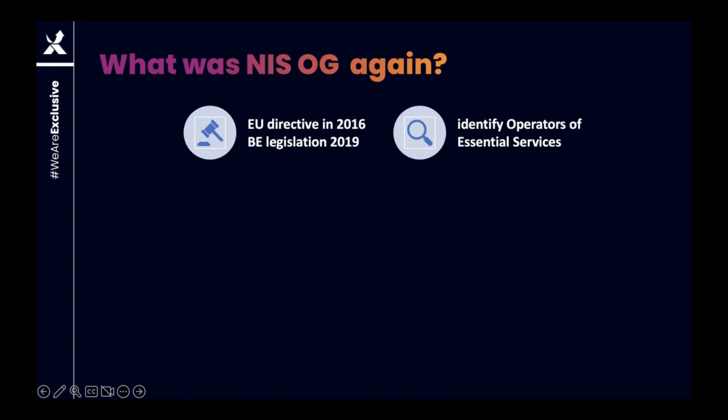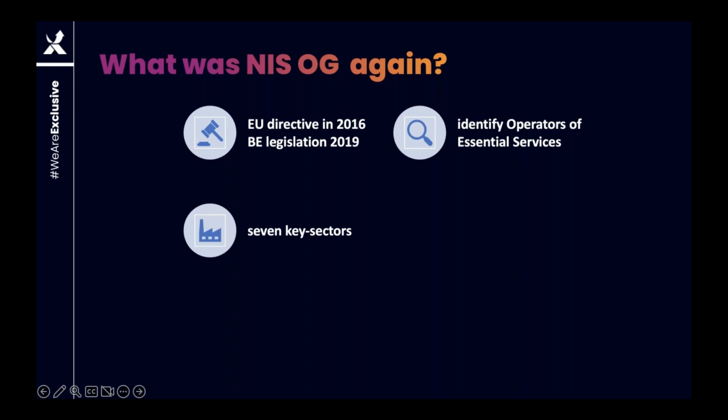A quick recap: what was NIS originally? Like we saw, a directive takes a long time before it becomes legislation. But back then, with the original NIS, you were identified as an operator of essential service. So you were notified that you should comply with NIS1. That's a big difference with NIS2 already.